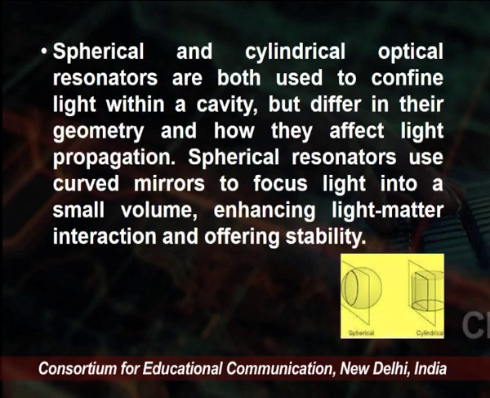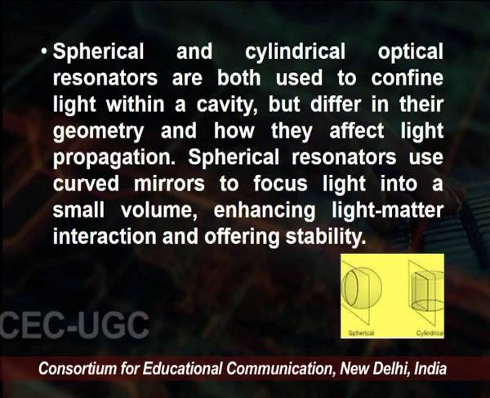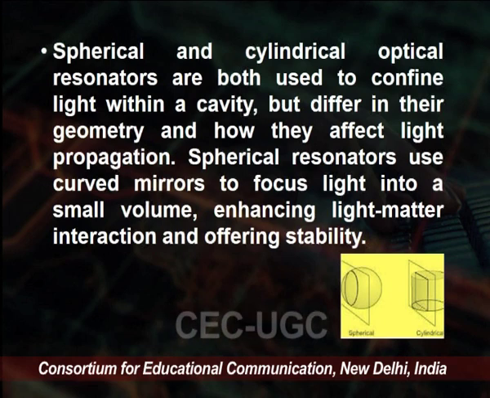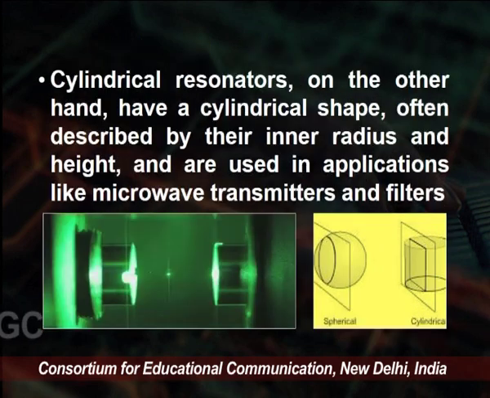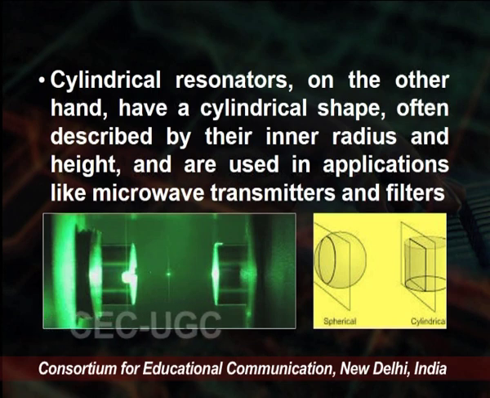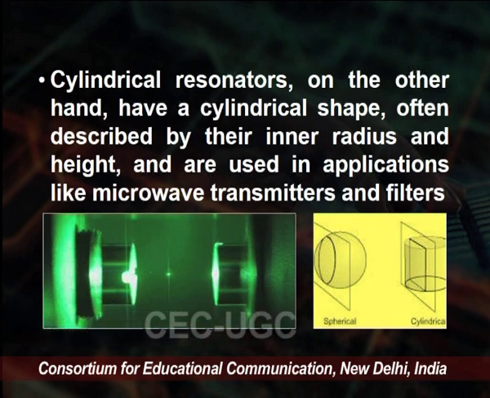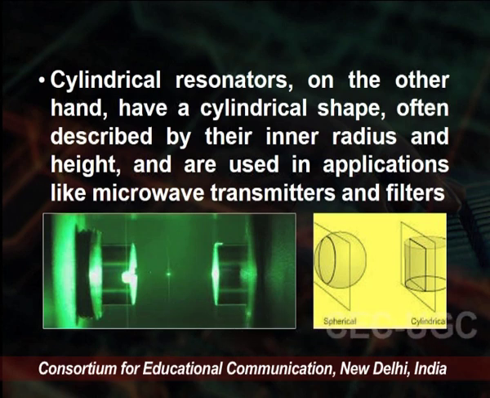If we talk about the spherical resonator, they use curved mirrors to focus the light into a small volume, enhancing light matter interaction and offering stability. On the other hand, cylindrical resonators have a cylindrical shape and are often described by their inner radius and height, and they are used for applications in microwave transmitters and filters. So, you can have different types of resonator, spherical and cylindrical, and they have different characteristics and different utility.